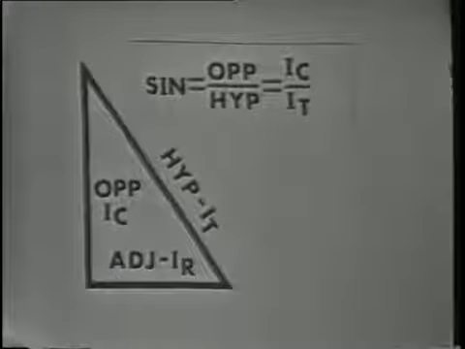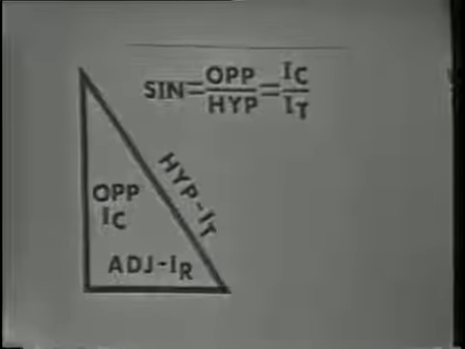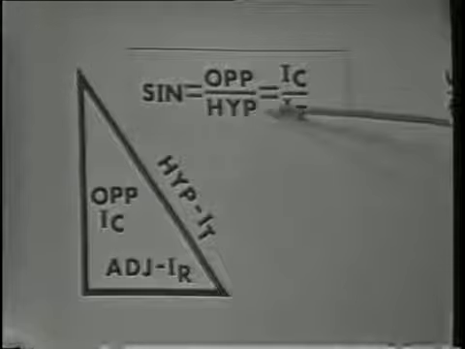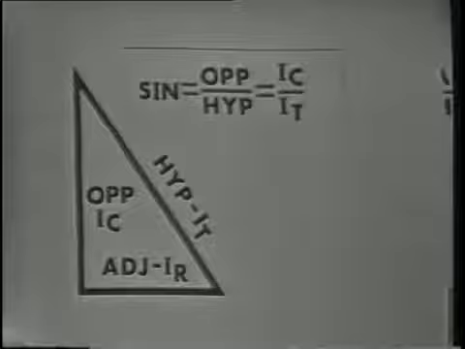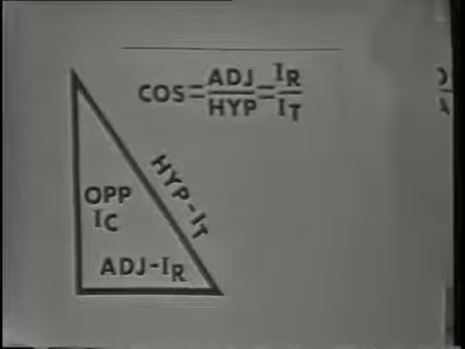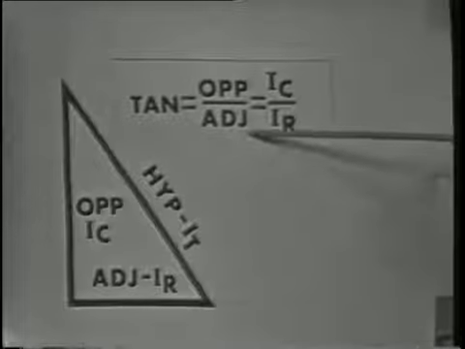The sine of angle theta is found by dividing the opposite by the hypotenuse, or IC over IT. The cosine of angle theta equals the adjacent side over the hypotenuse, or IR over IT. And the tangent is equal to the opposite over the adjacent, or IC divided by IR.